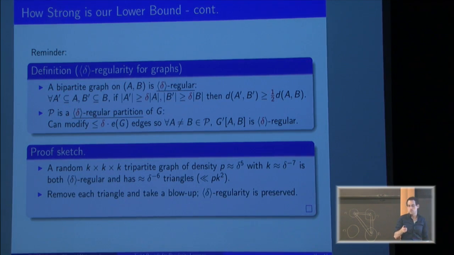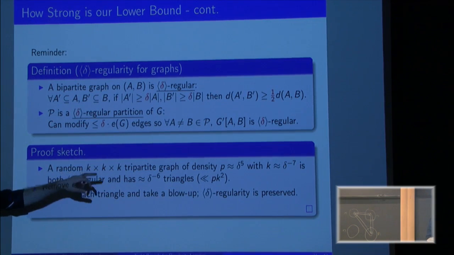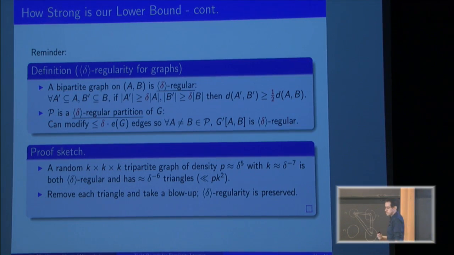And now you just remove an edge from each triangle, and you can show that delta regularity is preserved. Then you take a blow up of this graph, because the number of vertices in this graph was a constant. It depends only on delta. But if you blow up each vertex into any number of vertices, and replace each edge by a complete bipartite graph, that is what is known as a blow up, then you can show, using a nice argument, that again delta regularity is preserved, and now you get a triangle-free graph which is delta regular. All three bipartite graphs are delta regular, and the number of vertices is arbitrarily large, because I took the blow up.